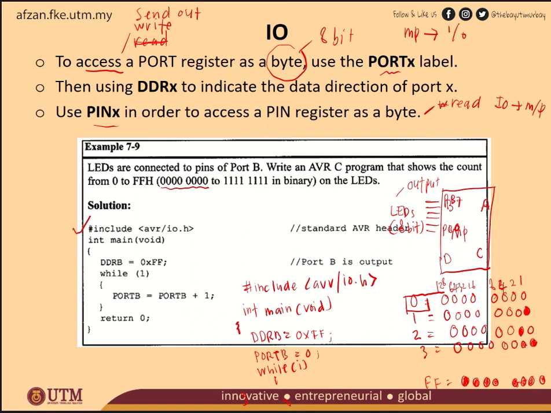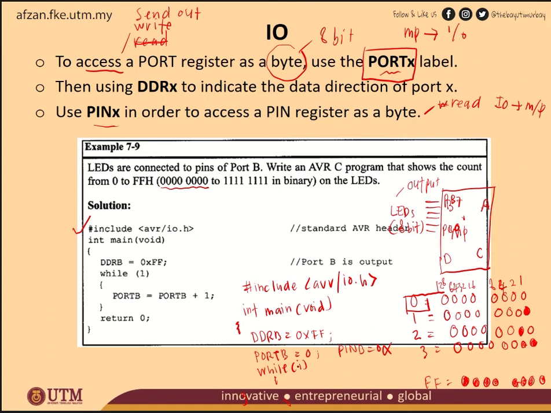So what I need to put here? Since the first value I send out to my port B, because I want to send out, or write, the data out from the micro-processor to the IO, so I use the port X label. That's why port B equal to 0. I cannot use the pin B here. If I use the pin B here, equal to zero, this one is wrong, because I want to send out the data from the micro-processor to my LEDs.